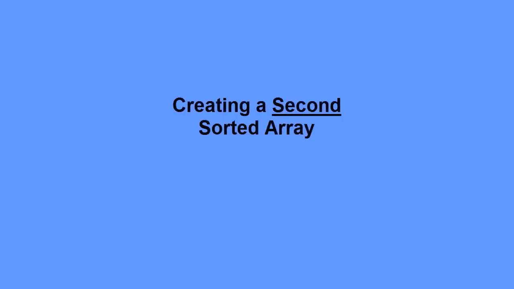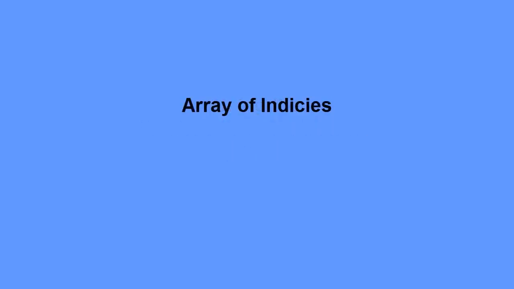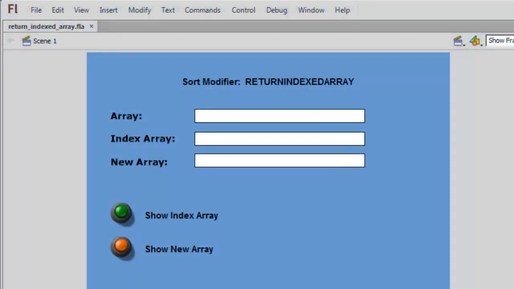Let's say you wanted to create a sorted array, but still wanted to keep your original unsorted array. One way to do this is to use the return indexed array modifier. In this example, I'll use the return indexed array modifier to create an array of indices and then build a new sorted array using the indices array. Once again, I'll set my stage similar to my previous example, but I'll change the labels.